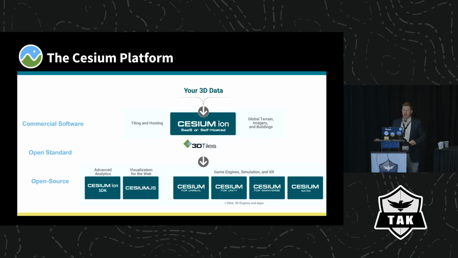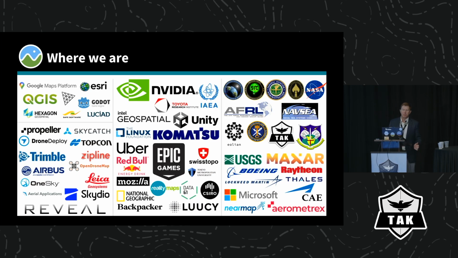So just a quick recap, Cesium Ion is the commercial side of Cesium, and then 3D Tiles is an open standard we created, and then we have our open source clients, which are used widely throughout industry. When we talk about supporting the 3D geospatial ecosystem, these are some of the logos as far as products and companies that are using Cesium currently, with a lot of the federal use cases here on the right side of the screen, including, of course, the TAK Product Center.